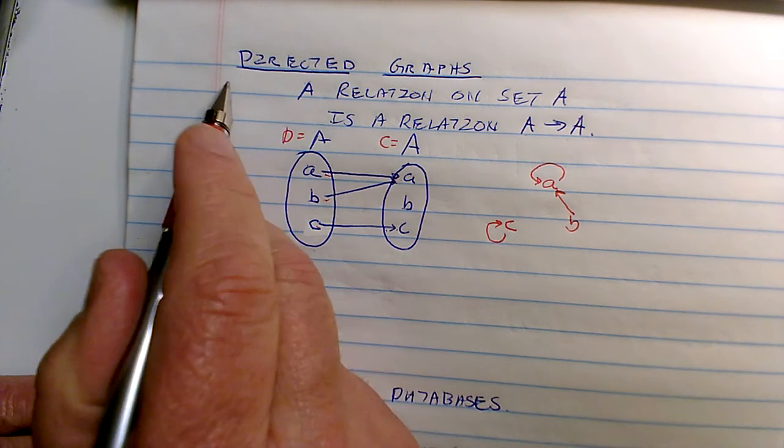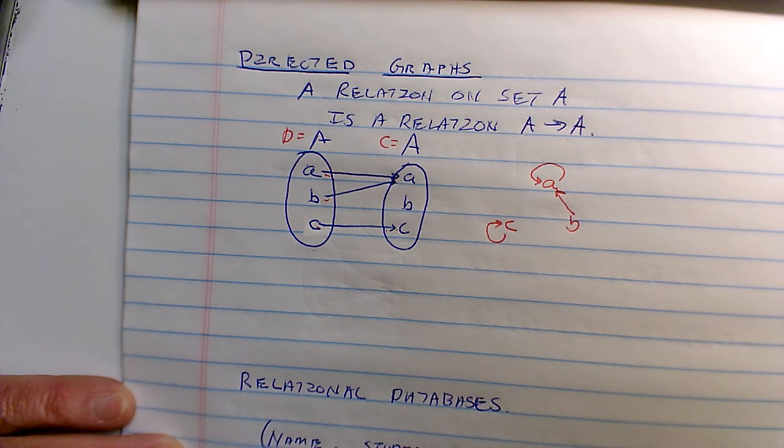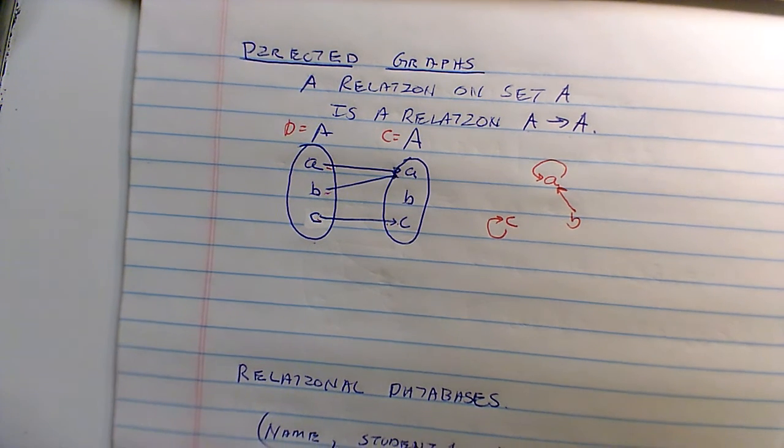This is what's called the directed graph of this. And it's a very handy way of representing a relation on a single set. And it'll make it so it's very easy for us to discover some properties for that set that we're going to be doing in the next chapter.